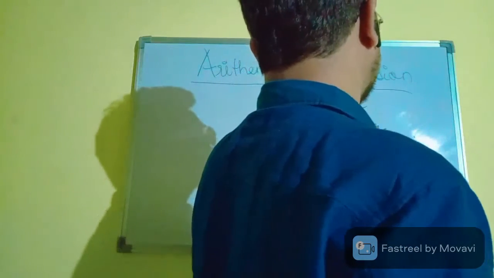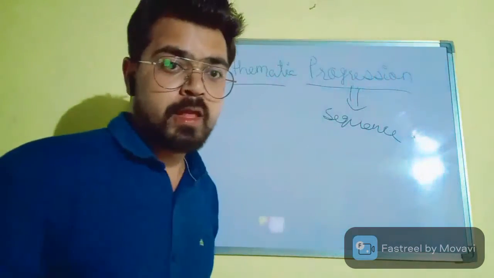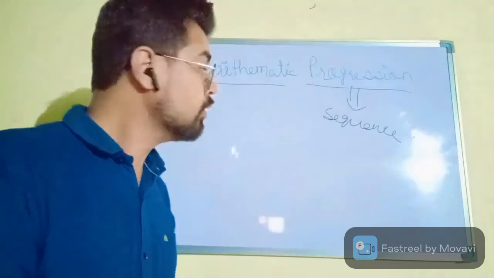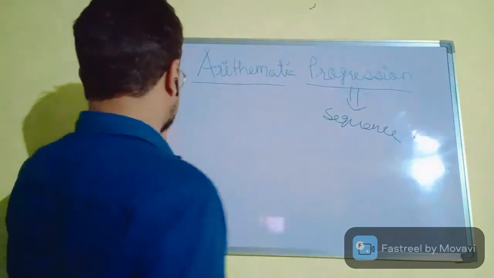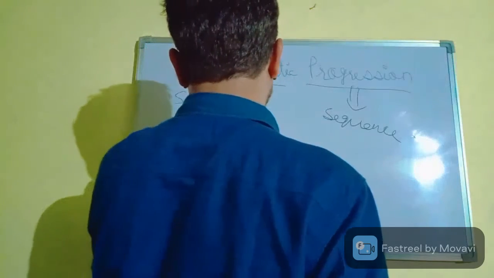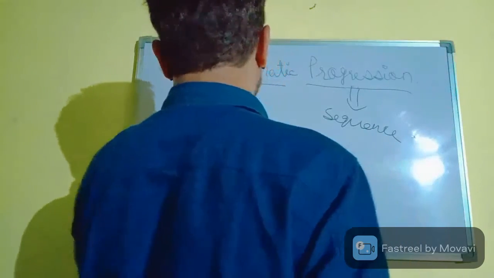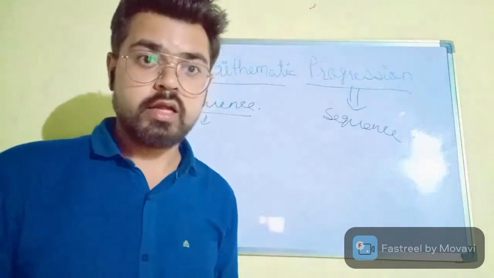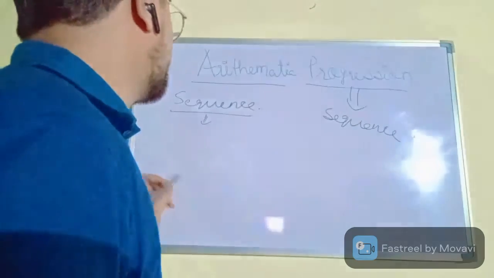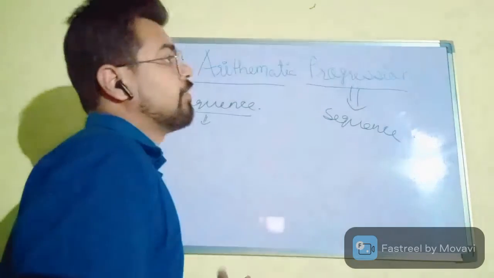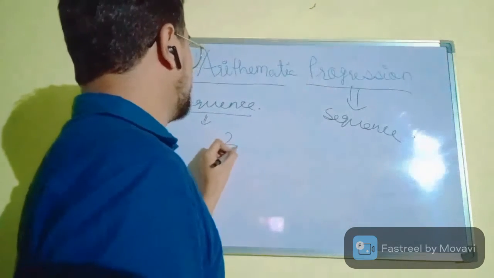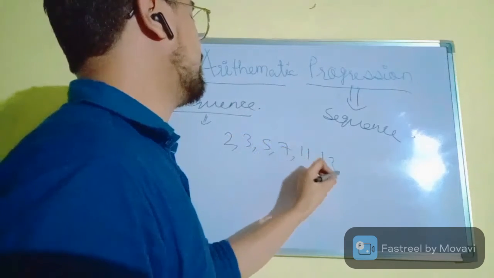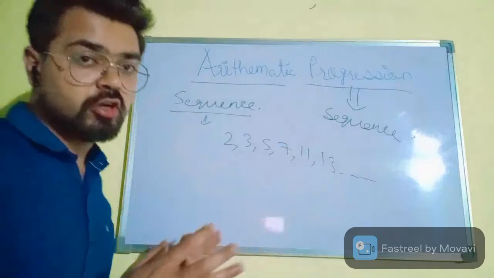What is a sequence? Let me explain what a sequence is, then we will move to progression. Sequence means an ordered collection of numbers following a certain rule. Like if we say 2, 3, 5, 7, 11, 13 and so on, this is a collection of some numbers.